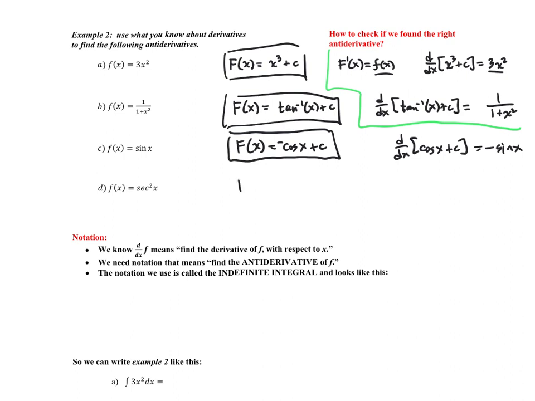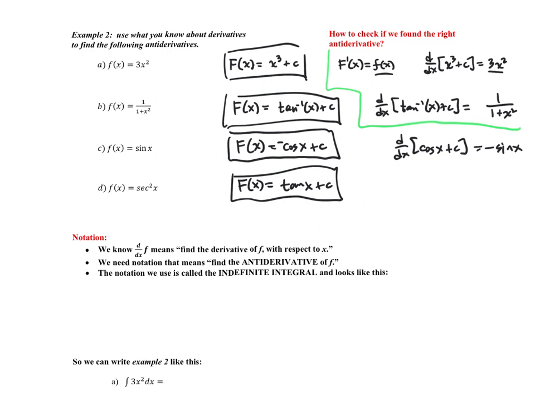Okay, tricky one here in part D. Not tricky if you remember your rules. The derivative of tangent is secant squared. So the antiderivative of secant squared is tangent of x plus c.